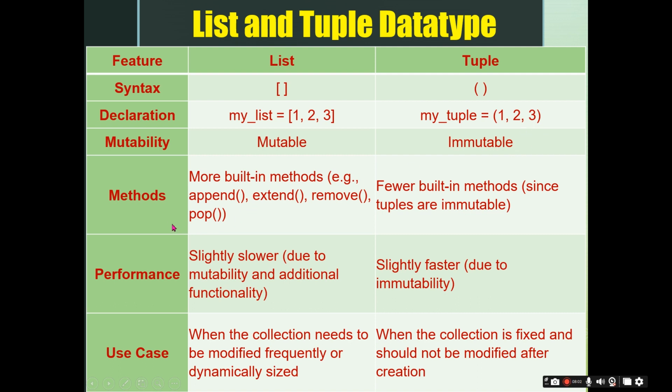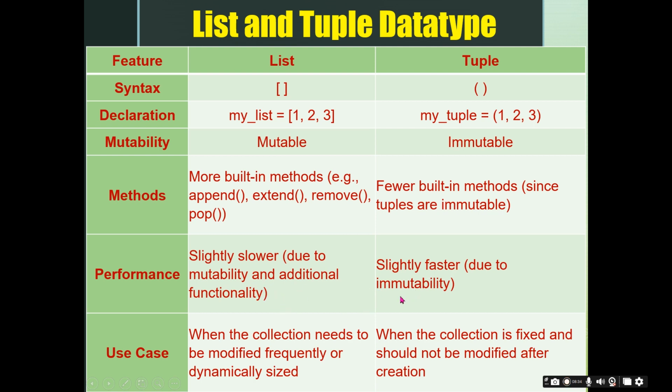So what are the methods you have in the list? Since it is mutable, there are many built-in methods on your list: append, extend, and then you can remove some items from your list, pop some items from your list. But in a tuple you have very few methods. So the performance of a list will obviously be slower, because we are able to change it due to the mutability.